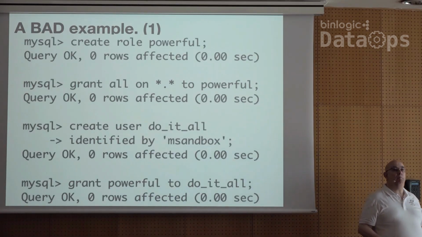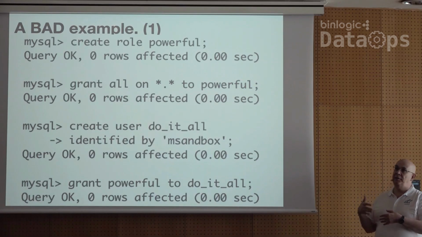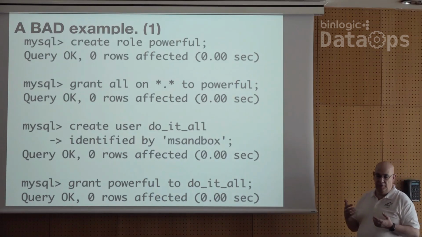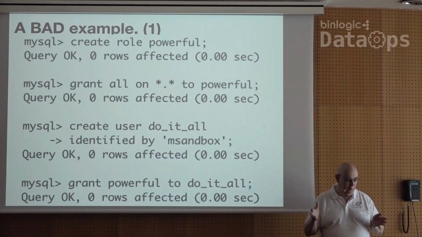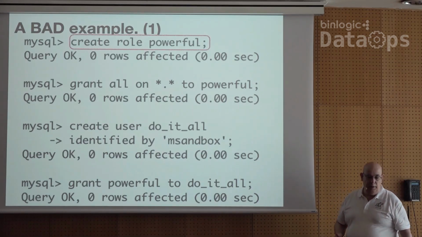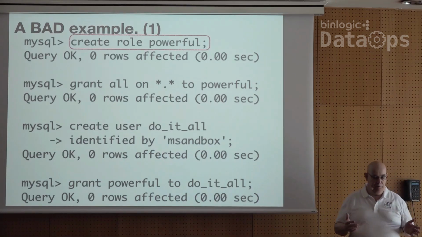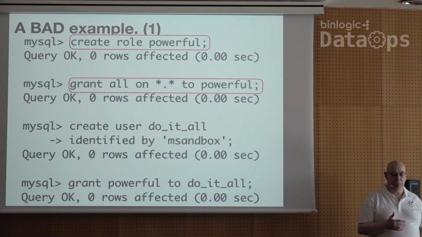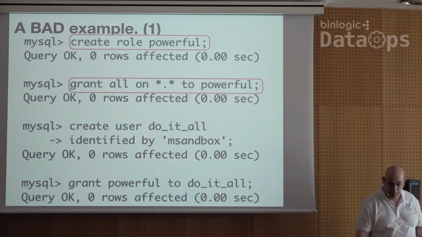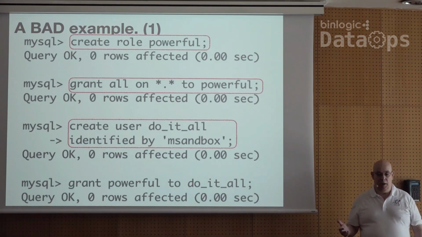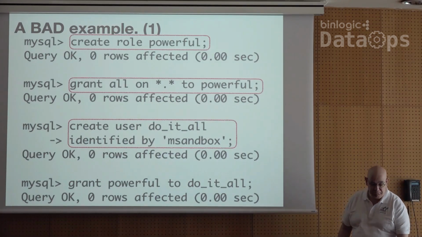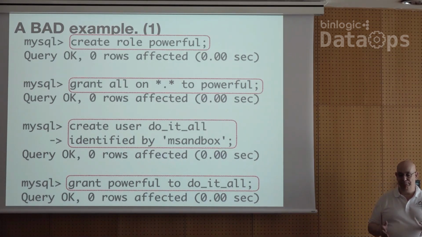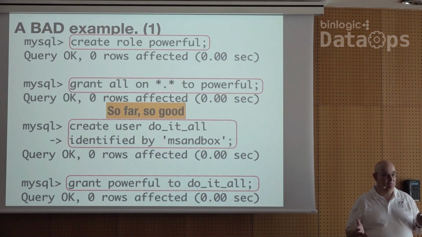So let's start with a bad example, just because this is the way I started using roles, and this is the way I was beaten. So let's see if I get you to the same path. I create one role named powerful. Then I grant everything to that role, which means that this role can do everything. Then I create a user, and I give a password to this user. And finally, I grant the role to the user. So it looks quite good so far.